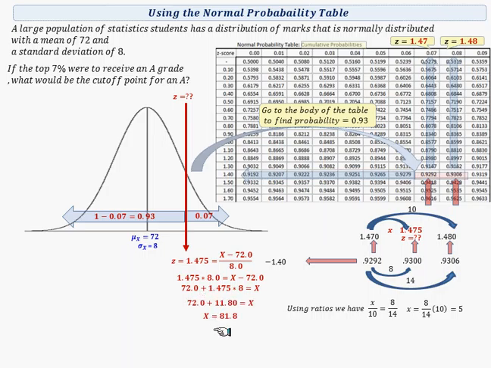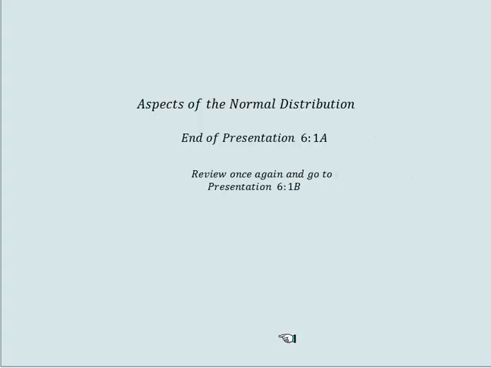Calculating x equals 81.8. The cutoff for an A is 82. And that brings us to an end of presentation 6.1, part A. We ask you to review it once again, take notes as required, and go to presentation 6.1b.